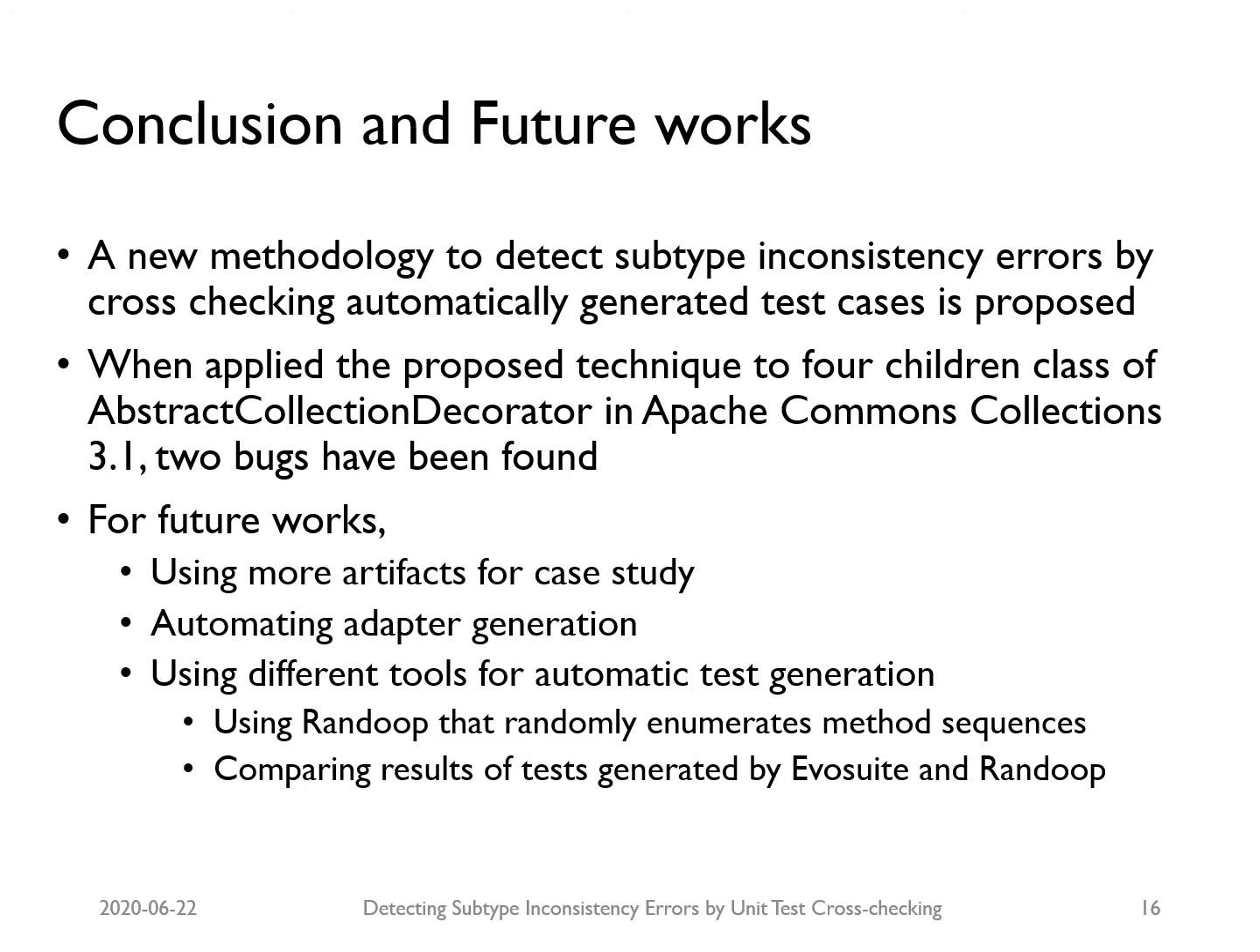We also plan on using different test automation tools such as Randoop, which generates tests by randomly enumerating method sequences, and comparing the result of Randoop with that of EvoSuite.